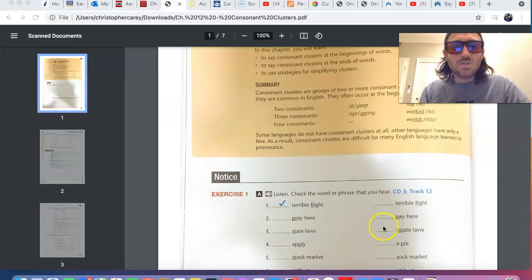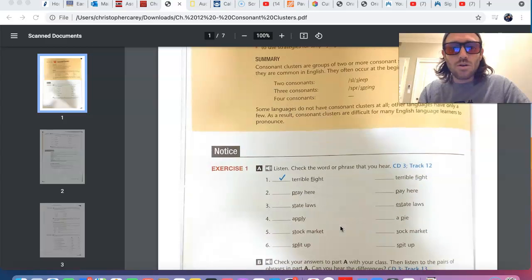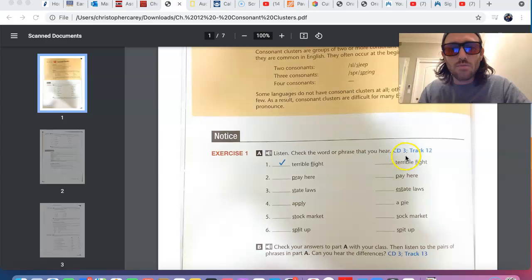So I want you to listen to these pairs of words. I want you to check the word that you hear and pay attention to those initial consonant clusters and those final consonant clusters. Pay attention to the underlined portions of the words there and check the word that you hear. All right, let's go ahead and give it a try here. Exercise 1, which is CD 3, track 12.